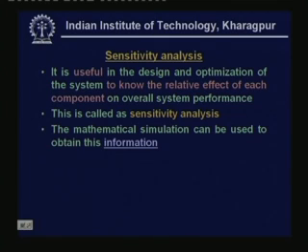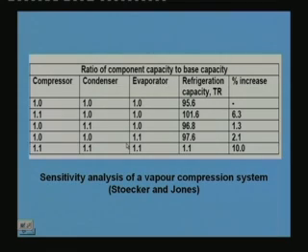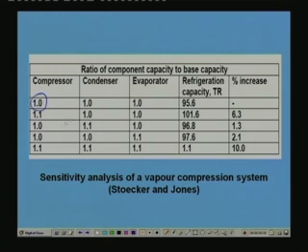I will give an example. This is taken from the book of Stoecker and Jones. This gives a sensitivity analysis of a vapor compression system at a fixed condenser and fixed evaporator and ambient temperatures. What is done here is, this is the base case, where you have a compressor. Let us say that the compressor capacity is 1, the condenser capacity is 1 and the evaporator has a capacity of 1. So, this is the base case.